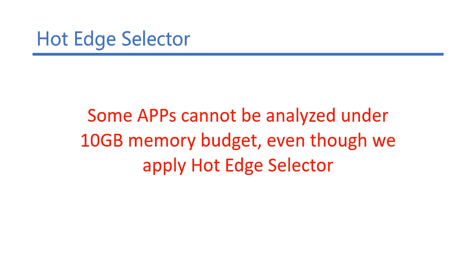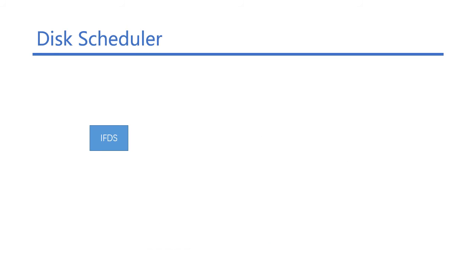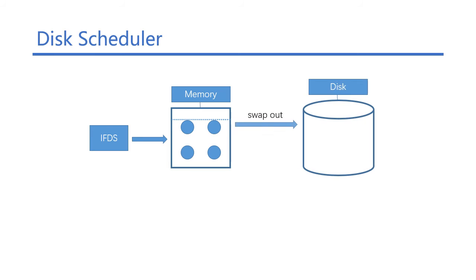Some apps cannot be analyzed under a 10 GB memory budget, even though we apply the hot edge selector. So we design a disk scheduler, which implements a set of schemes to efficiently swap data in and out of memory, expanding memory. The IFDS solver produces and saves path edges in memory. When the memory reaches the threshold, the disk scheduler selects partial path edges to swap out to disk. If the IFDS solver reuses the path edges on disk, the disk scheduler selects and swaps these path edges back into memory.